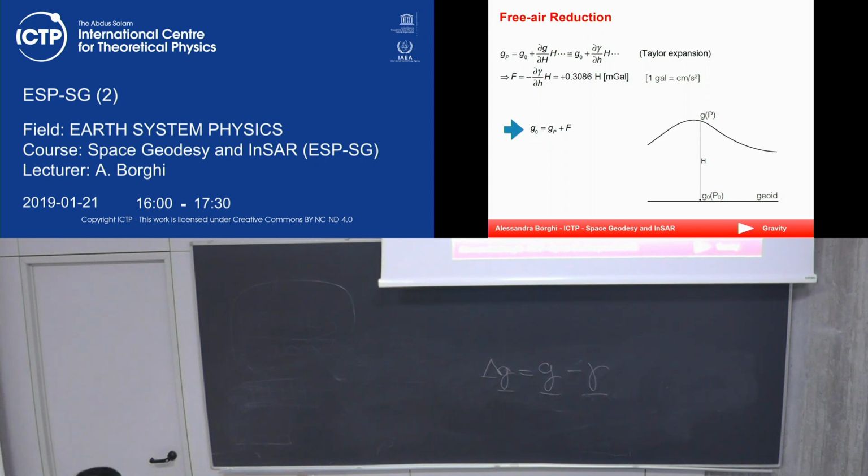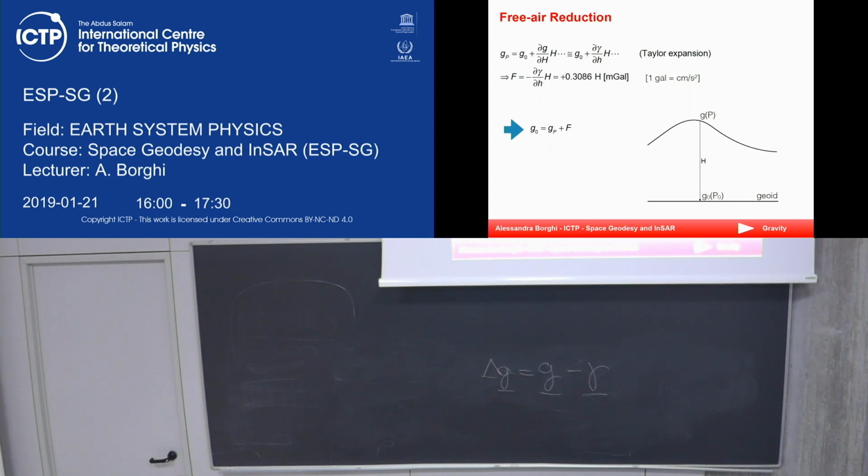And usually in geodesy we use as a unit the gal. One gal is one centimeter over second squared, but often we deal with milligal. Why do we deal with milligal and not with gal? It is related to the fact that we are using gravity anomaly. So we already reduced for the big part of the gravity, which we can approximate with an ellipsoid, with the normal gravity.